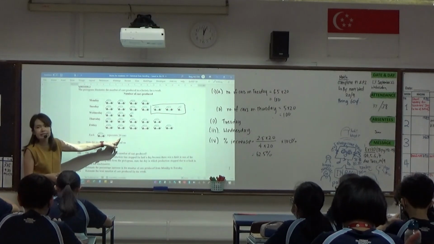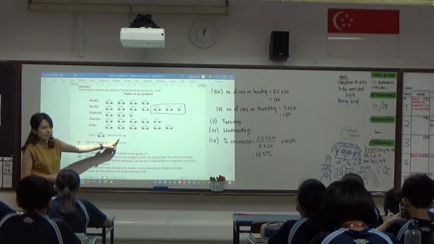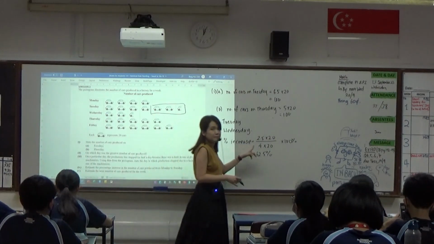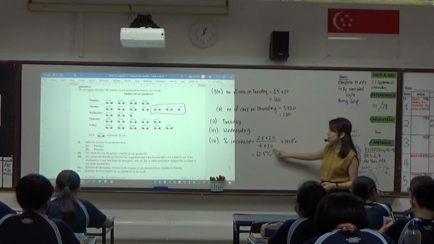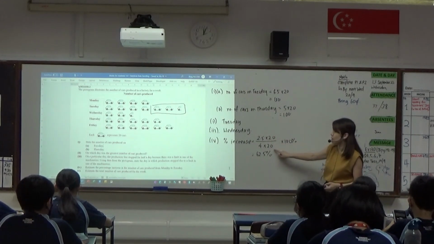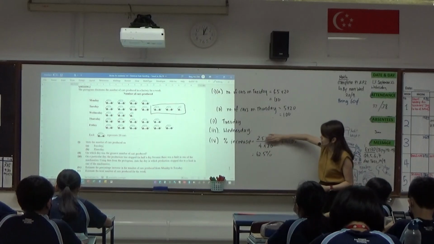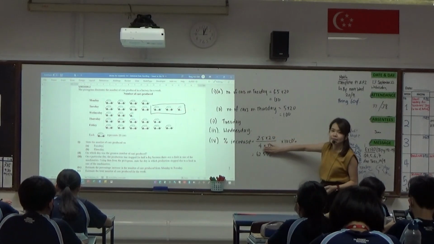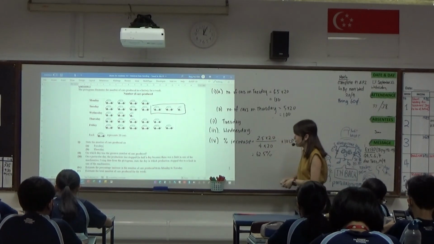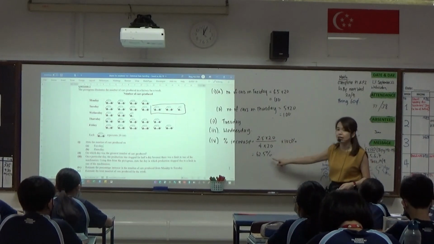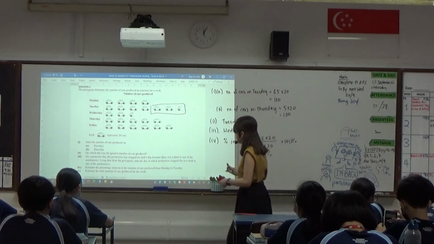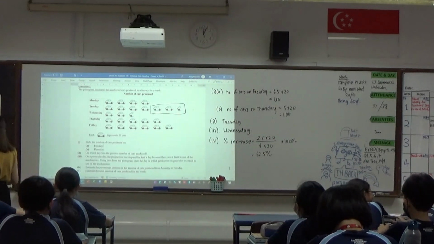We need to times 20. Okay, it actually doesn't matter whether you times 20 or not, because if you times 20 at the top, at the bottom you also must times 20 for Monday's number of cars. So eventually the times 20 cancels out. So we're looking at the difference over the original, which is Monday, times 100%. So we get 2.5%. Okay, so A is correct.